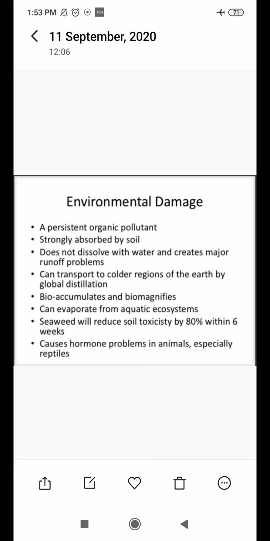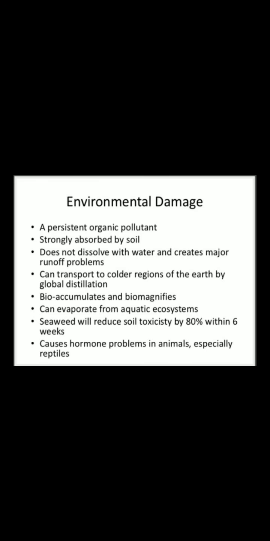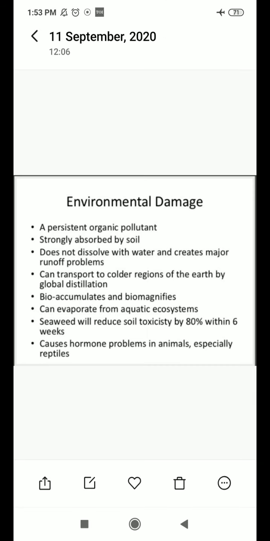First one, a persistent organic pollutant. This DDT is an organic pollutant. Persistent means it continuously remains as an organic pollutant. Second is strongly absorbed by soil. This is strongly absorbed by soil, so it remains in the earth, in particular in the soil.